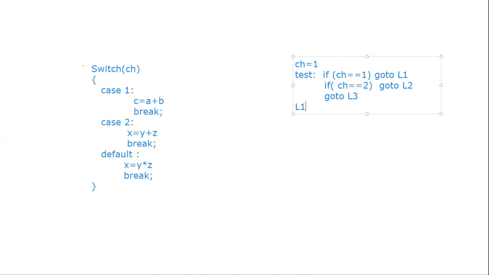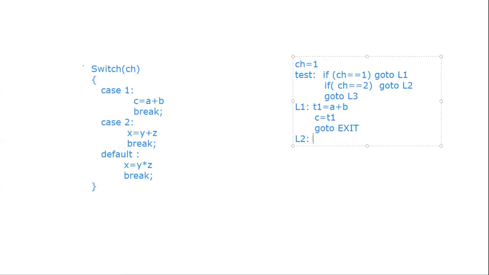Now, first of all, we are going to make L1. What is written at L1? c = a + b. So we'll make the 3 address code for c = a + b, which is like this, right? And after that, break. So go to where? Get out from the switch case. So we are making an exit label. We'll go to exit after performing the statements written at the L1 label.